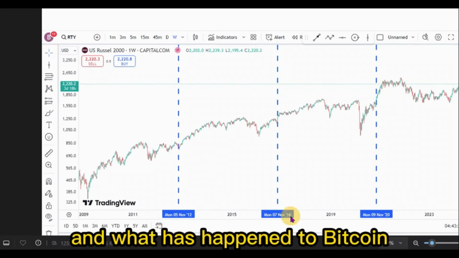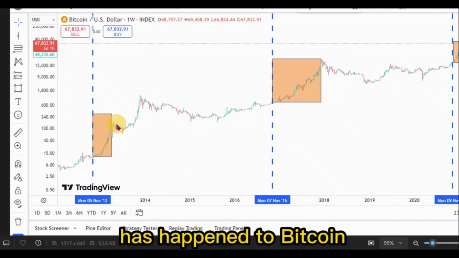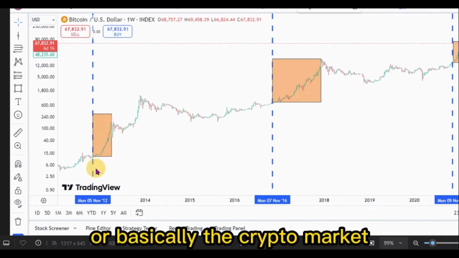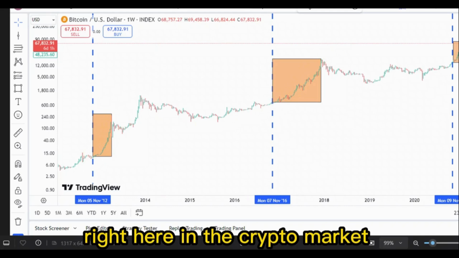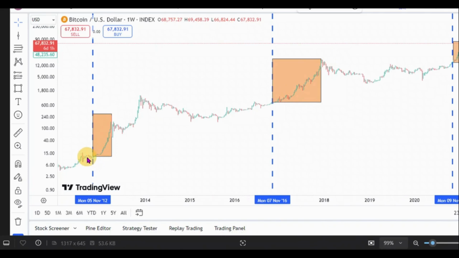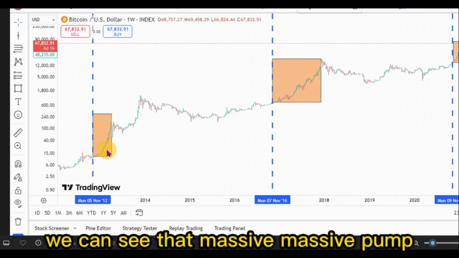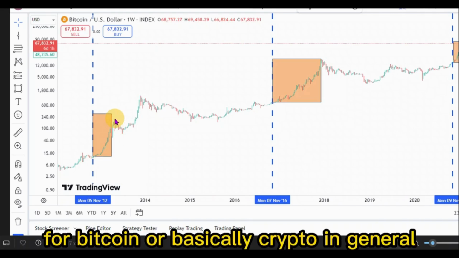And what has happened to Bitcoin in those periods? We can see the same thing has happened to Bitcoin, or basically the crypto market. After every election, we usually see a massive pump right here in the crypto market, right? So as you can see in 2012 when Obama won, we can see that massive pump which we had in the crypto market right here for Bitcoin, or basically crypto in general.